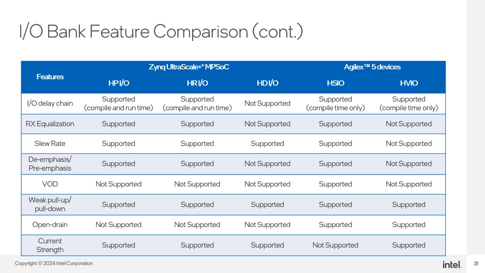varies across I/O standards. The key difference in this table is the I/O delay chain support in Zynq UltraScale Plus. MPSoC can be both static and dynamic, but Agilex 5 only supports static delay chains. After migrating to an Agilex 5 device, ensure you perform IBIS H-SPICE simulation to verify your interfacing signal quality.